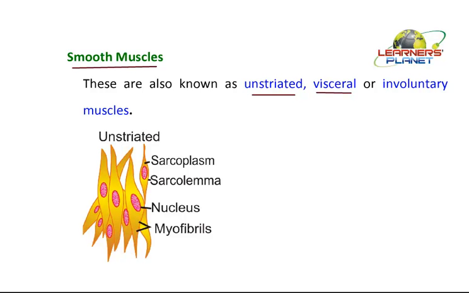Then another name here is involuntary muscles. Involuntary, that means those which are not functioning according to our wish. What does it mean? They are regulated by themselves in association with the nervous tissue. For example, when we are eating food, it goes to the esophagus and then to the stomach. How? By the peristaltic movement. You must have studied this peristalsis. It means the rhythmic contraction of the muscles, which pushes the food in a forward direction.